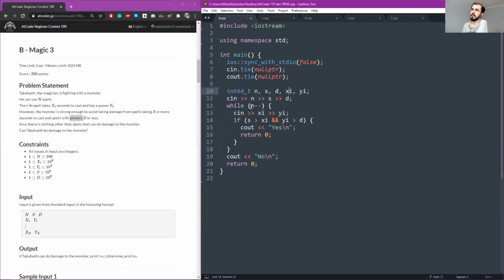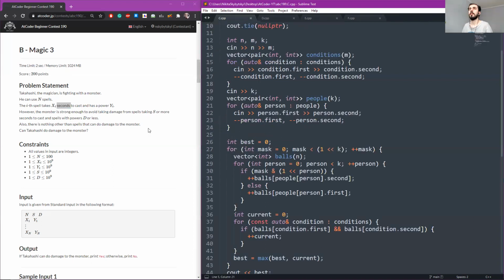So what I do, I just read the current spell. If the spell does not take too long to cast and is strong enough, then I can just output yes and exit. I believe it's important to exit so that you don't print anything twice, but maybe you can get away with just that, because if the checker only reads one string from the input, it will read yes and exit. The problem asks us to find any spell that deals damage. So if we find any spell, we can immediately exit.